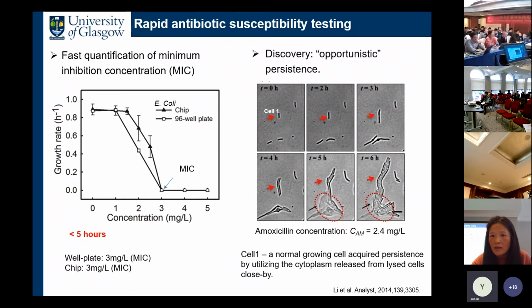And this is one new phenomenon which we observe. Some cells, if they have the ability to utilize the dead cells from nearby, they gain resistance to the drug, and we call this opportunist persistence. And that tells us this single cell approach really resolves a lot of new information.